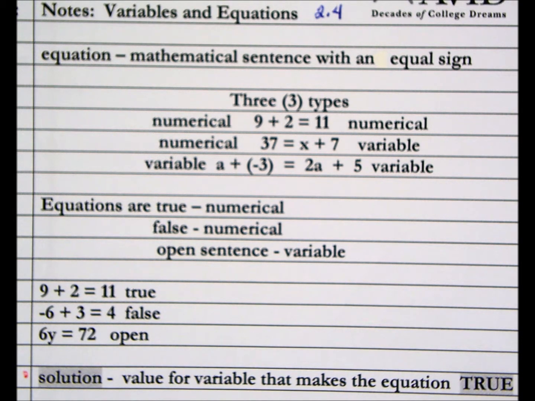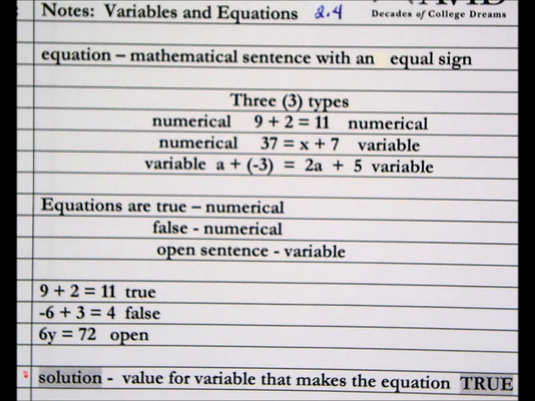Now there are three types of equations. There is a numerical on both sides of the equal sign. There can be a numerical on one side and a variable on the other side. Or there can be a variable on both sides of the equal sign. Now equations are either true, false, or open.